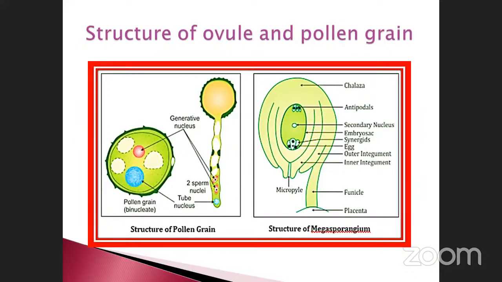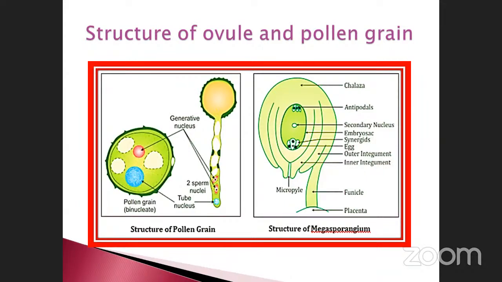Okay, so many times they were asked the question. See, this is called the micropyle, isn't it? So already we discussed it. This area is called the placenta. The placenta is connected with the ovule by a stalk-like structure called the funicle. This is the outer integument. This one is called the inner integument. This is the outer integument. This one is called the inner integument.